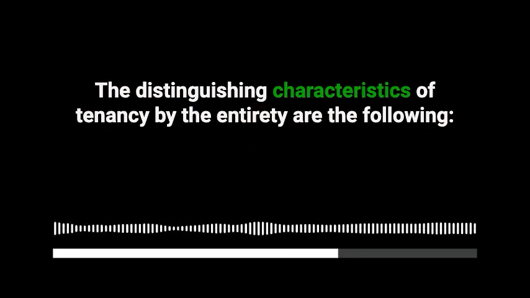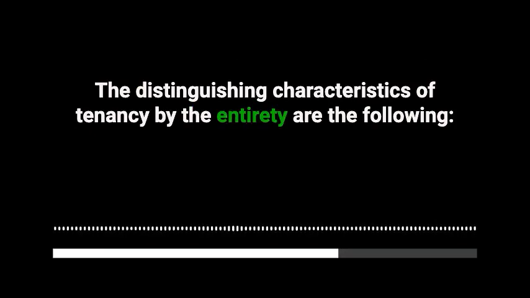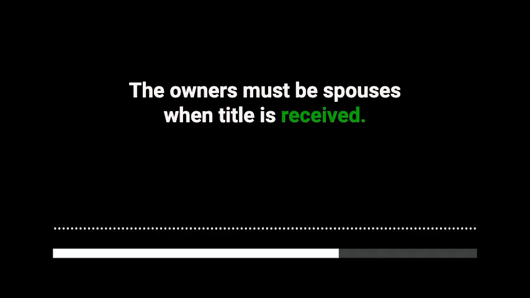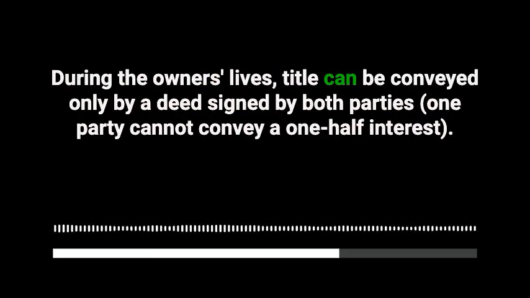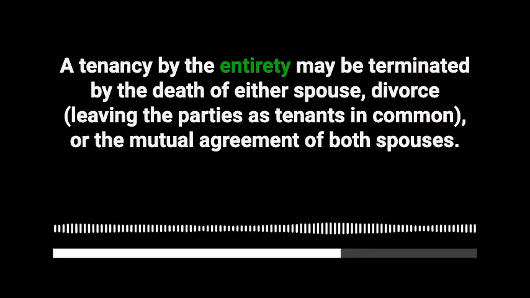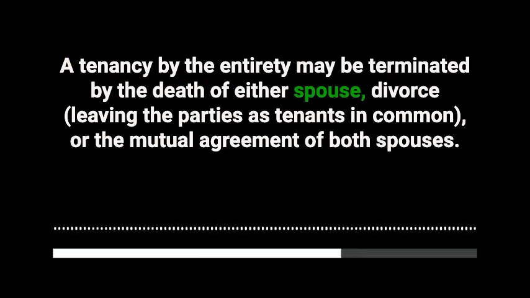The distinguishing characteristics of tenancy by the entirety are the following. The owners must be spouses when title is received. The owners have rights of survivorship. During the owners' lives, title can be conveyed only by a deed signed by both parties. There is generally no right to partition. In North Carolina, any conveyance to spouses by deed or by will creates a tenancy by the entirety by default unless specifically stated otherwise. A tenancy by the entirety may be terminated by the death of either spouse, divorce, or the mutual agreement of both spouses.